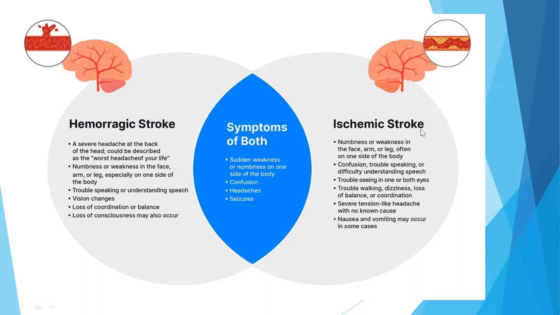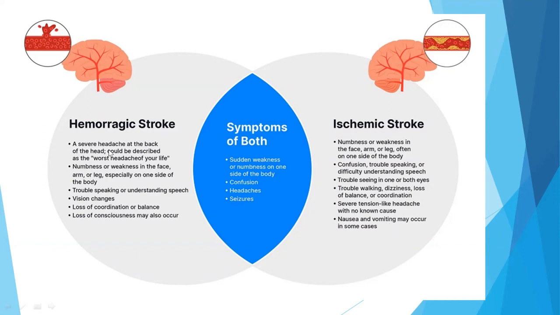In case of ischemic stroke, there is numbness or weakness in the face, arm, or leg, often on one side of the body. There is confusion, trouble speaking, or difficulty understanding speech. There is trouble seeing in one or both eyes, trouble walking, dizziness, loss of balance or coordination, severe headache with no known cause, and nausea and vomiting may occur in some cases.